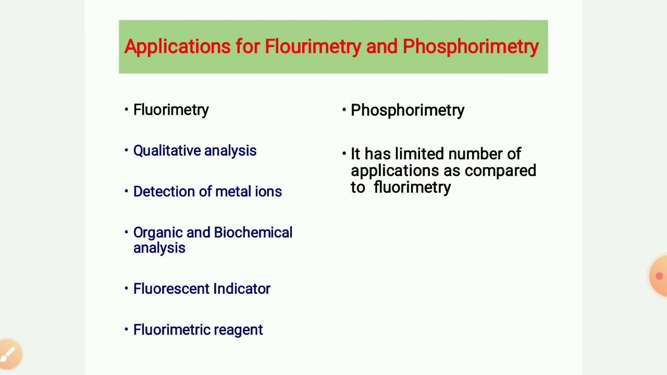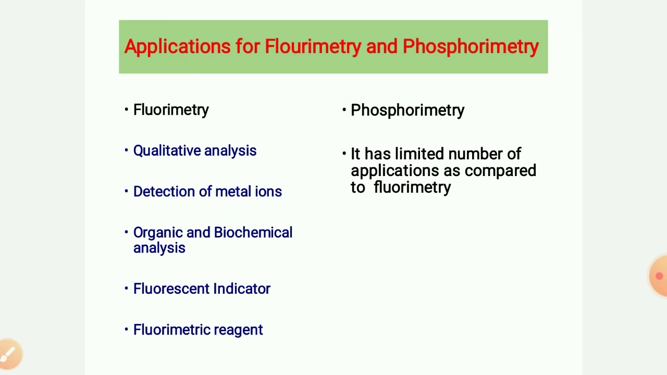The next application in fluorimetry is the fluorescent indicator. Fluorescent indicators are substances which show fluorescence of a particular color and intensity in a particular pH range. These indicators can be used in the titration of colored solutions in which the change in the color of the indicator at the end point gets masked by the colors of the reacting species.